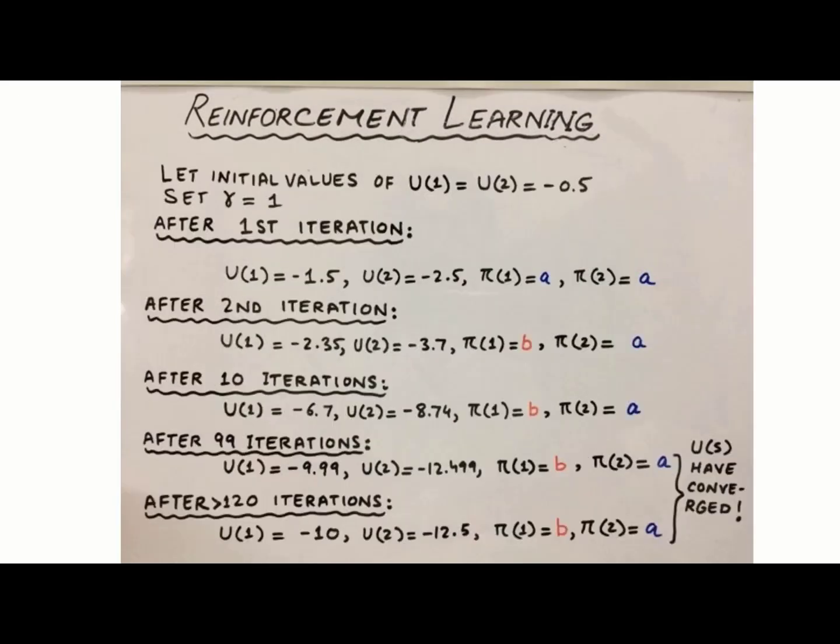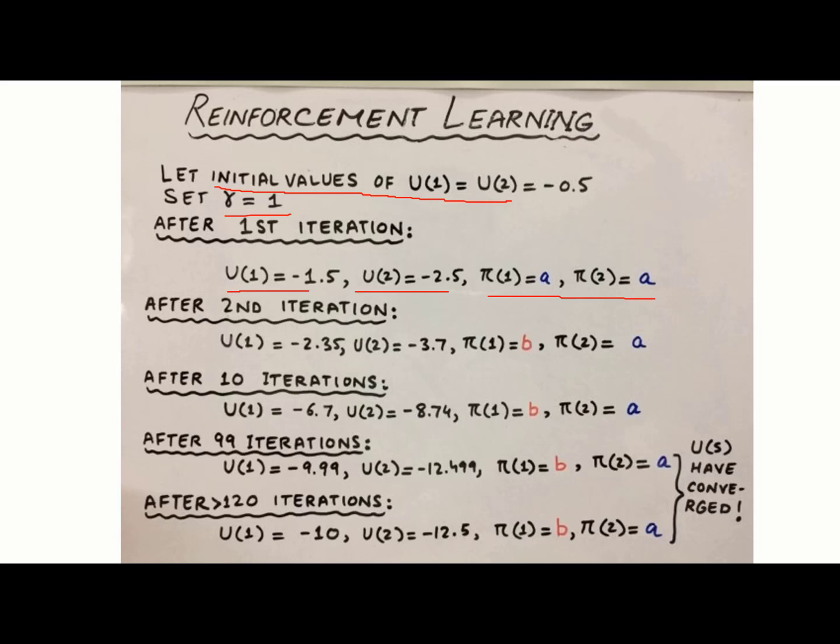So just to let you know, this is one of the end chapter problems of value iteration, and I have written a Matlab code for that. The chosen initial values for U1 and U2 are -0.5 for each one of them, and the value of gamma is set equal to 1. Now after the first iteration, as the U's are updated, U1 is -1.5 and U2 is -2.5, and the corresponding policy says that you should take action A for both the states.